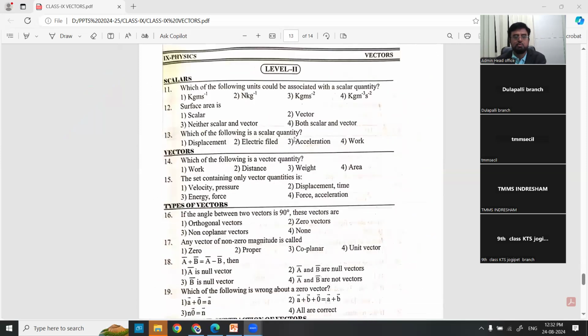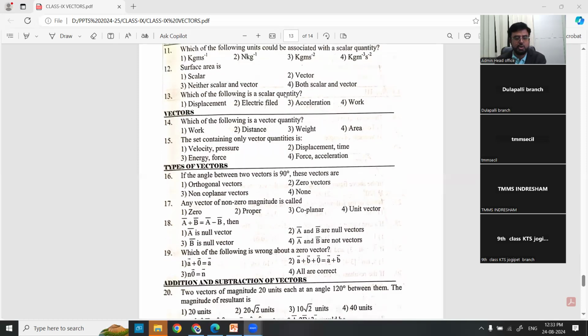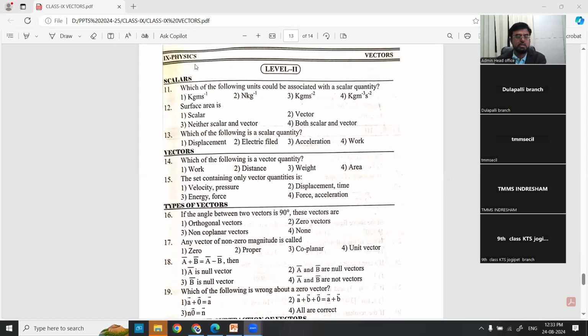Next, I'll go to level 2. Right? In level 2, again, some more questions are given based on scalar, vector, and types of vectors. You have to cover all these things, right? Approximately there are up to here only, 19th. Right? 11th to 19th questions you have to cover. That is level 2, you can write as level 2, a little more standard maybe. Now it's the 11th question. In level 2, question number 11, you can check. What is the question given?